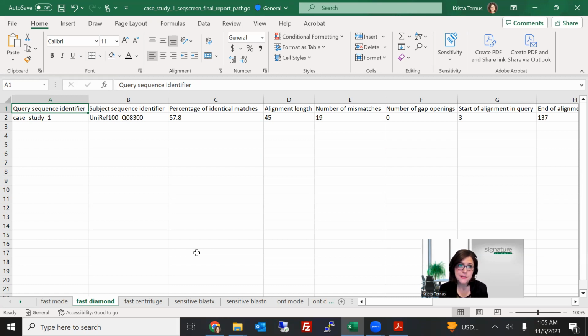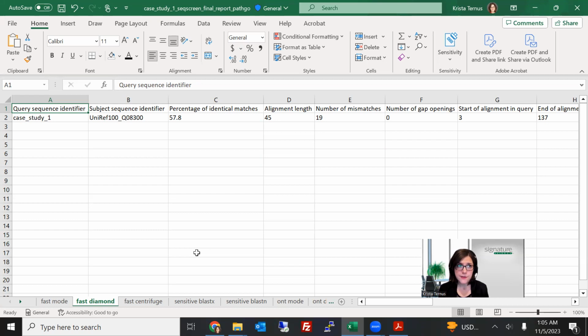This is the BTAB output, and it essentially has all of these different fields of output that you would expect for a BlastX kind of result, which is what SeqScreen reports for Diamond in this case. And I added the headers to this particular file for ease of interpretation during the course. Hopefully that helps everything make a little bit more sense.